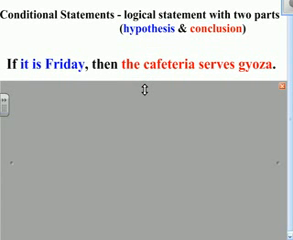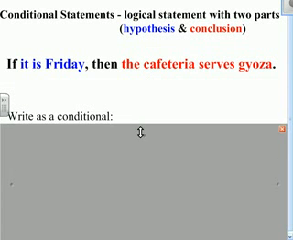Here's an example. If it is Friday, then the cafeteria will serve gyoza. So if this hypothesis comes true, if you wake up in the morning and you say, oh yes, it is Friday, then the conclusion will happen. The cafeteria serves gyoza. I'd like to point out, though, that not all conditionals are true. Some of them you'll classify as false.